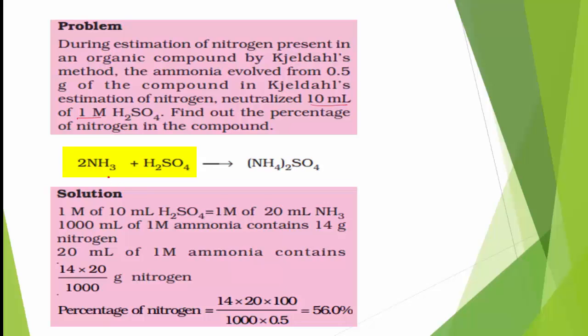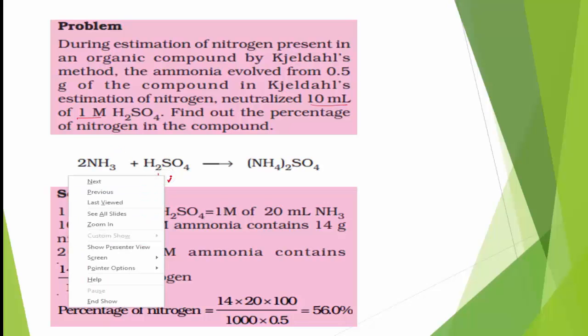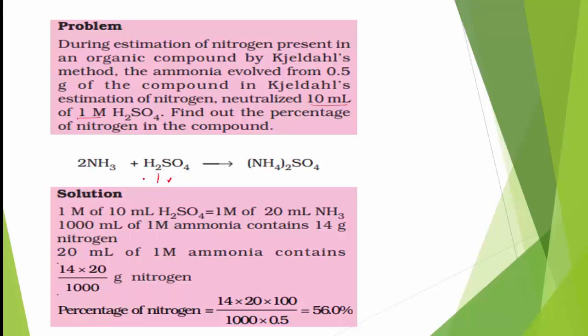So you can use it volume-wise. If 10 ml of 1M H2SO4 is being used, then with the same molarity, if it is 1 volume, then ammonia will be 2 volume.